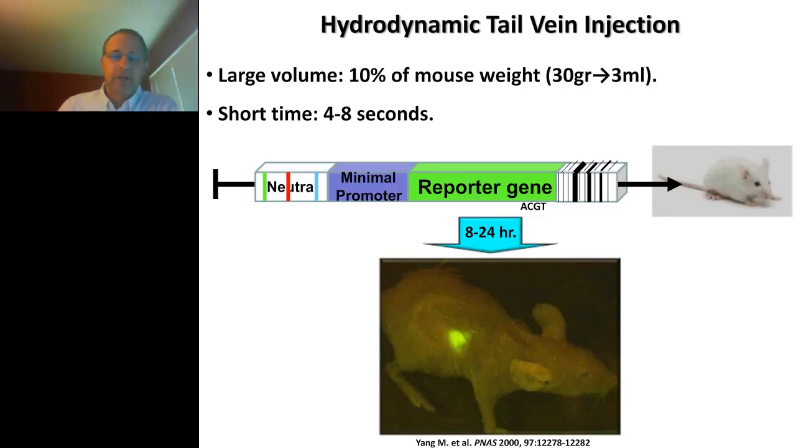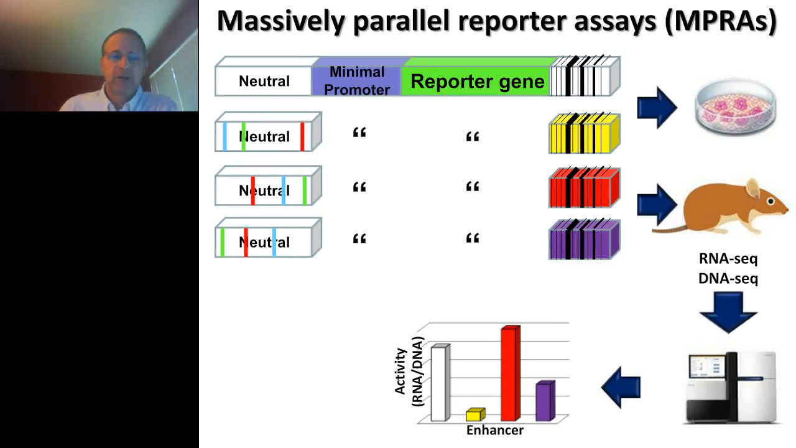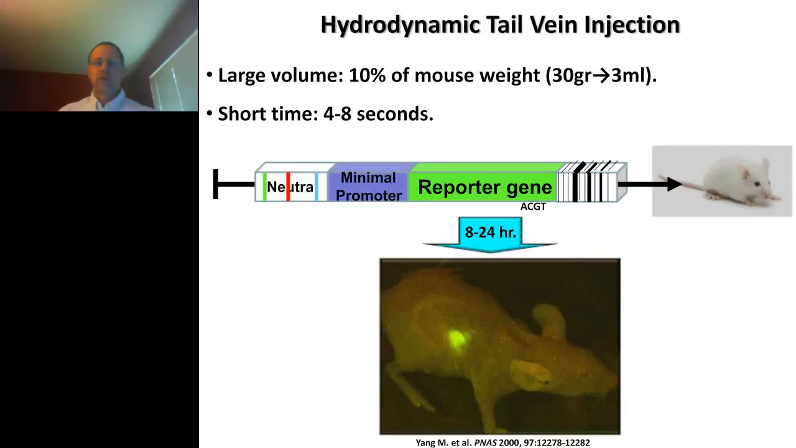The expression of the DNA is usually the best at 8 to 24 hours, as you can see right here. So what we do in this case is we take this library and inject it into a mouse. 24 hours later, we get DNA and RNA from the mouse, measure that, and then check for the enhancer activity to see which synthetic sequence works, which one doesn't, and through that hopefully learn rules about these regulatory elements.